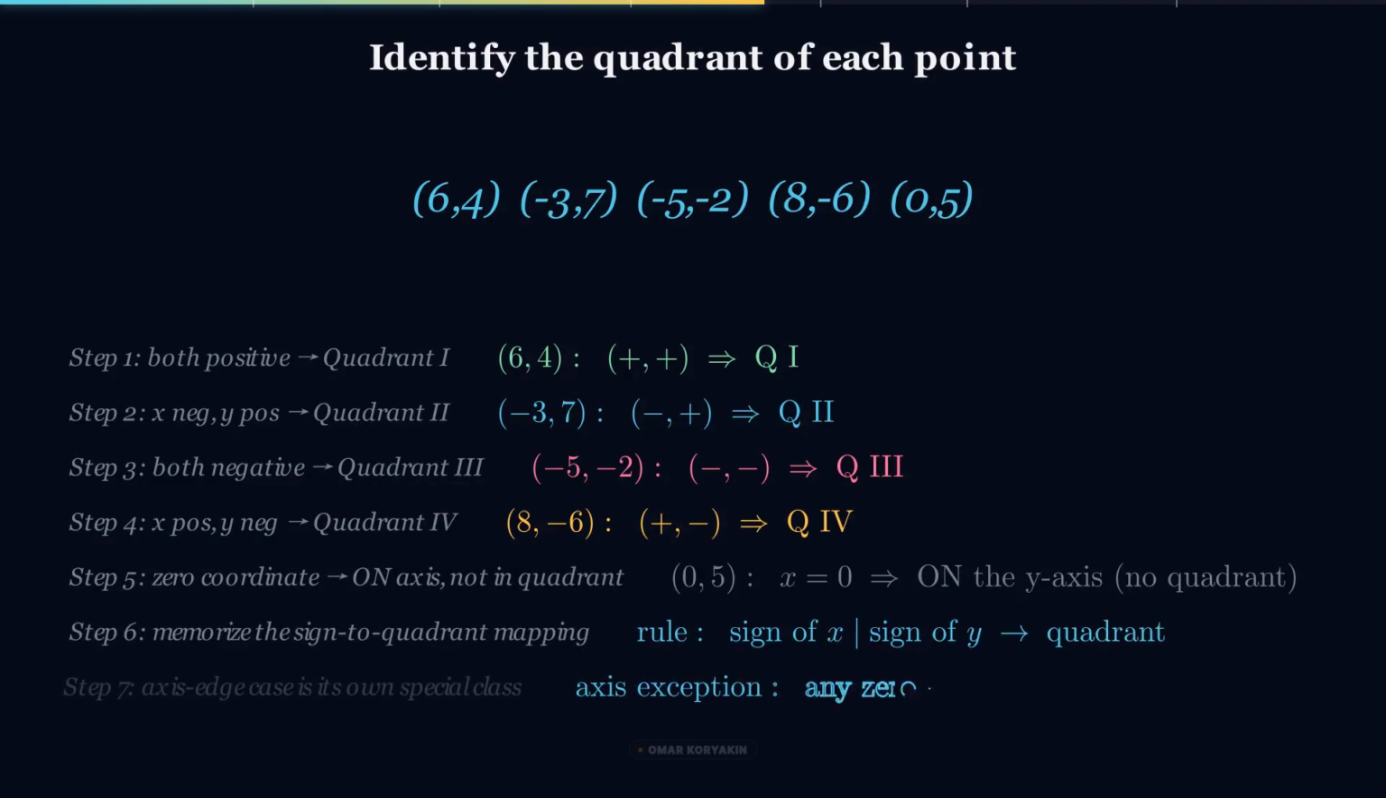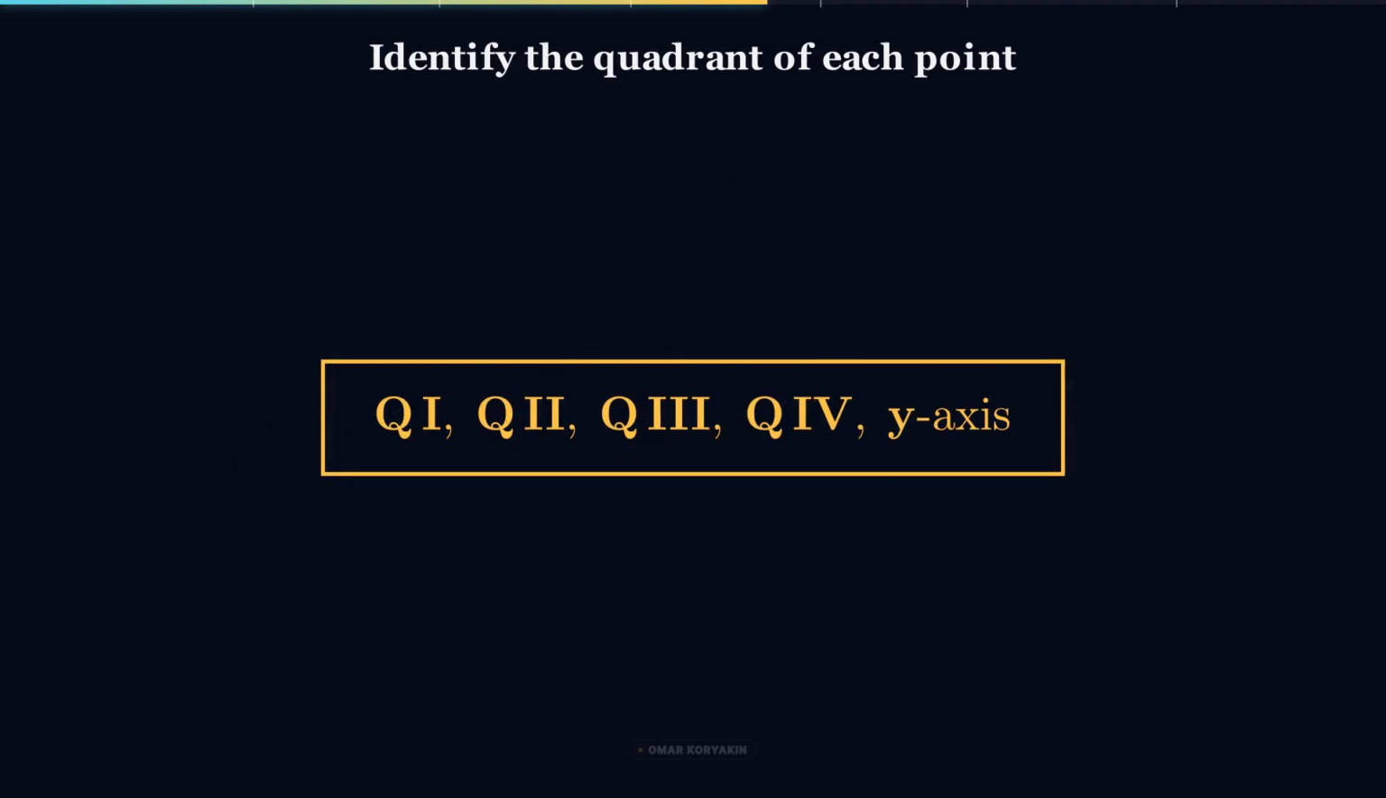So the 5 points distribute as 1 per quadrant for the first 4, with the fifth being an axis edge case. The big lesson from this example is the sign-to-quadrant mapping. Positive positive is 1, negative positive is 2, negative negative is 3, positive negative is 4, and any zero coordinate places the point on the corresponding axis.